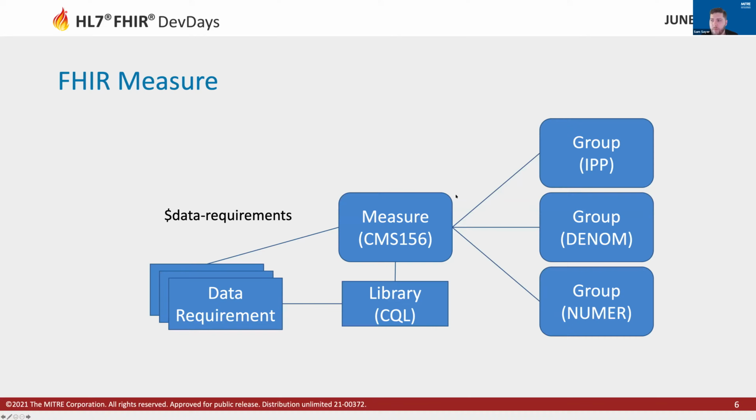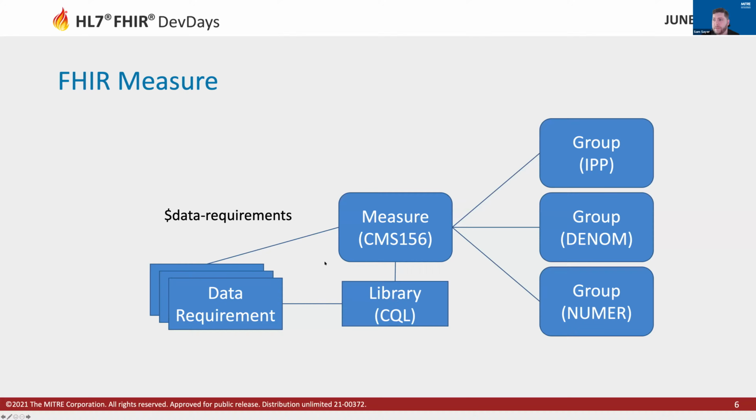So we'll start with how we're actually structuring the measures in FHIR. We use the group type to denote the different populations of a measure. Like I said, you can see here the IPP, the denominator, the numerator. But for most of this talk, we're going to focus on the library and the data requirements parts of the measure.